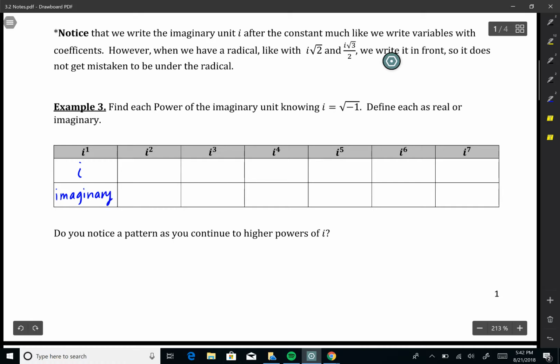Okay, i squared is i multiplied by itself, and if i is the square root of negative 1, I could actually just put the square root of negative 1 in there, squared. And what happens is, we know that squared and square root cancel each other out, so I end up getting negative 1. So i squared equals negative 1, and that's a real number. So i to the first is i, i squared is negative 1. i cubed I can write as i squared times i, and we just found out i squared is negative 1, and then times i is just a negative i. So i cubed is negative i, which is imaginary.